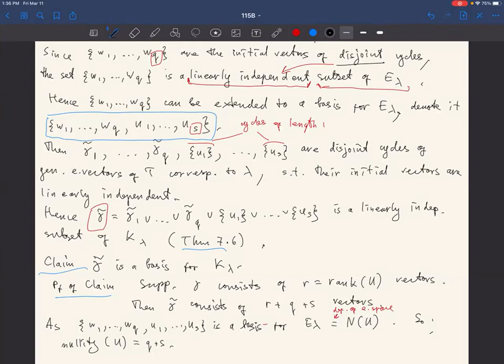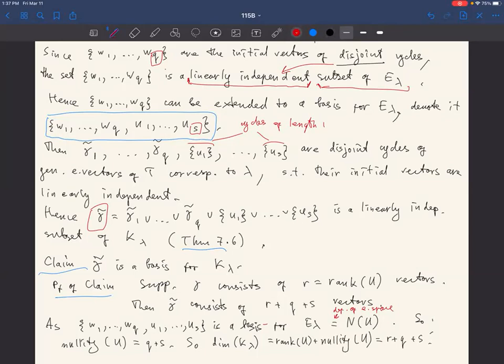Okay. So this is a basis for the eigenspace E lambda, which is the null space of U, right? So this tells us the dimension of E lambda is Q plus S. All right. So now we use rank nullity. So we have that the dimension of K lambda is equal to the rank of U plus nullity of U, right? So this is going to be R plus Q plus S.